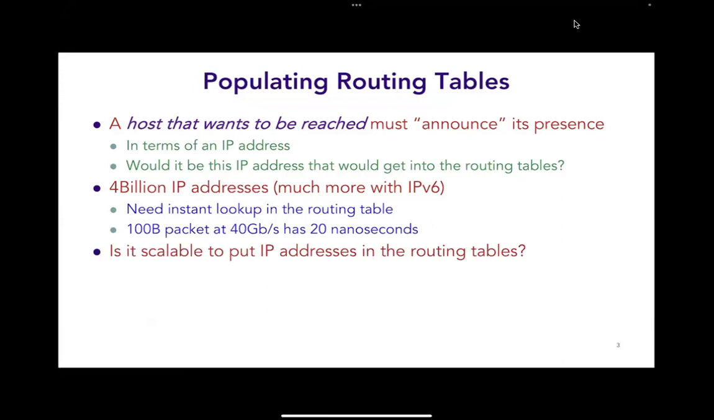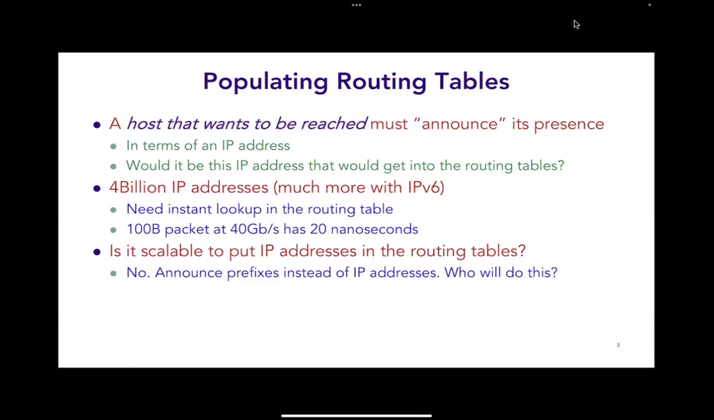Now, considering that it is not scalable to put IP addresses in the routing table, what is the solution? So we do not put the IP addresses in the routing table. Instead, we put prefixes in the routing tables. And one prefix, as we understand, is the first several bits of the IP addresses, and it represents a group of IP addresses. Now, who will put these prefixes into the routing table?